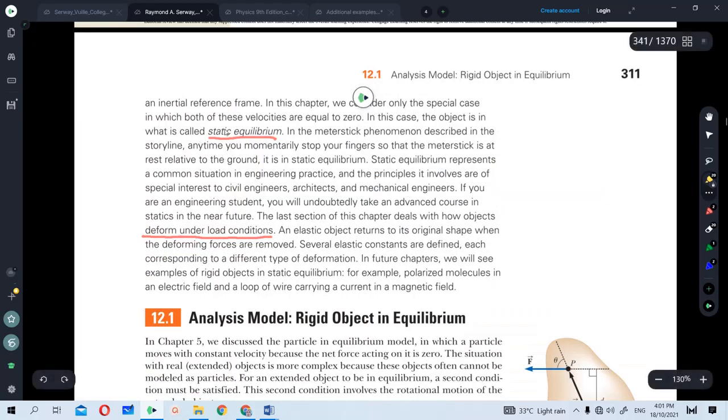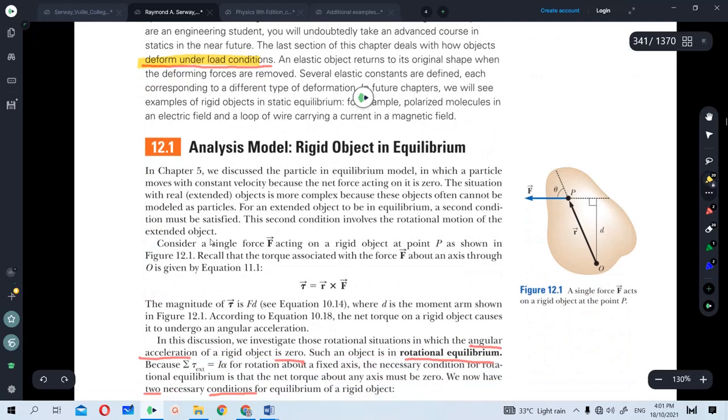Now, the first part of this topic, chapter 12, is all about equilibrium or static equilibrium. And the second part will be the deformation of objects because of loading, that is, when weights are placed or forces are applied. So the object experiences forces and therefore changes in the shape itself. Right, let's start with the first one.